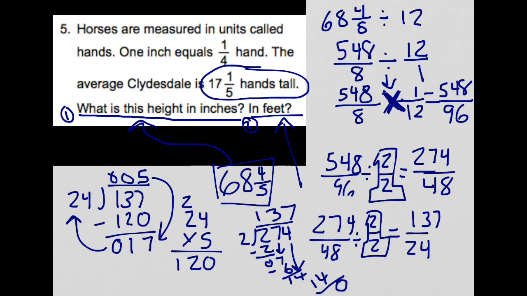And maybe I can even write it in yellow so you can see it. 5 and 17/24 is how many feet that would be. Or if it was in inches, it would be 68 and 4/8 inches. And those are my two answers.